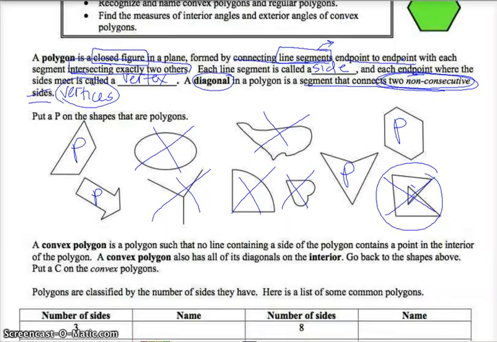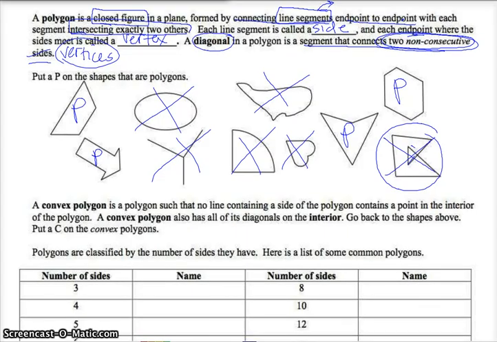Okay, now we're going to narrow down that definition of polygon to a convex polygon. So what is a convex polygon? It's a polygon such that no line containing a side of the polygon contains a point in the interior of the polygon. So you can't have anything on the interior of the polygon. Maybe that's difficult to understand, so you can try this. A convex polygon also has all of its diagonals on the interior.